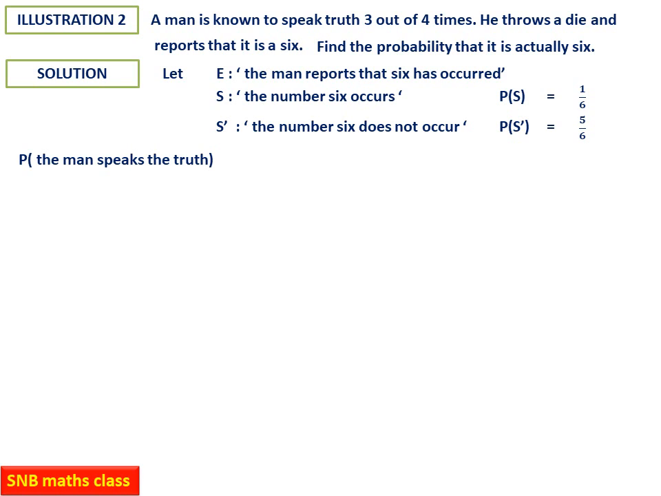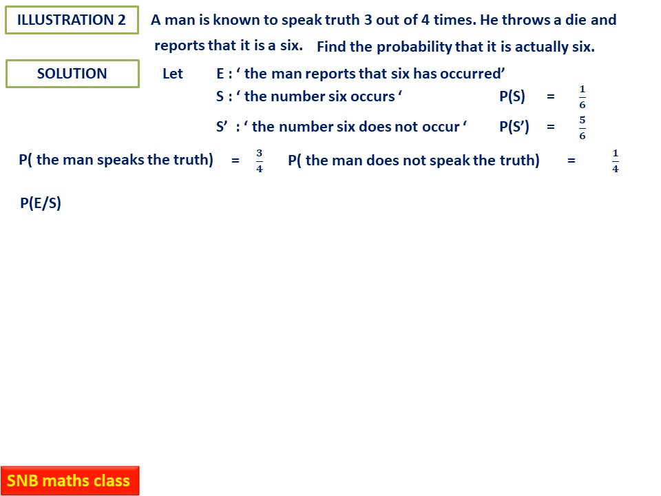Now, you have to be very careful. What is given is the probability that the man speaks the truth, which is 3 by 4. Then the probability that the man does not speak the truth is definitely 1 by 4. But now this is not a simple probability. It is a conditional probability that you have to understand in this case.